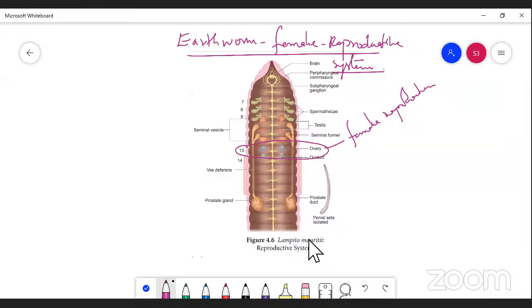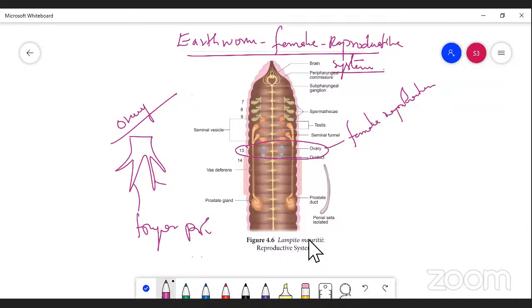Each ovary has finger-like projections containing a linear series of egg cells. You can observe this in the diagram. That is the pair of ovaries, and from each ovary small finger-like projections are present. That is the structure of the ovary.